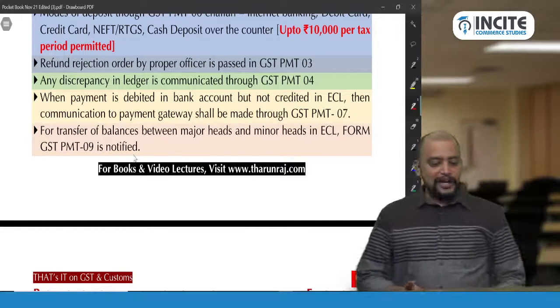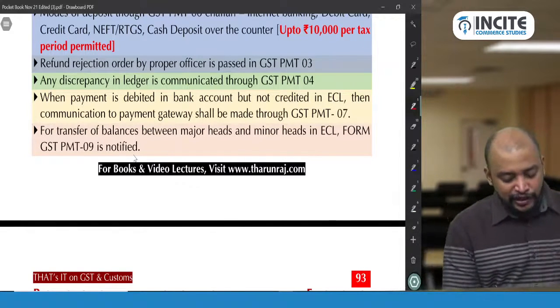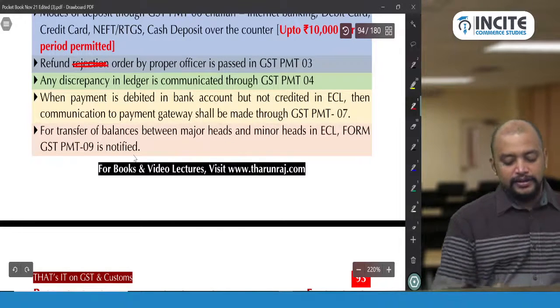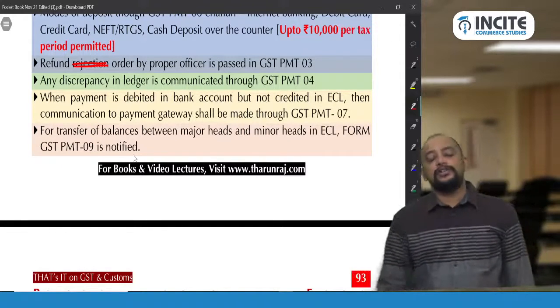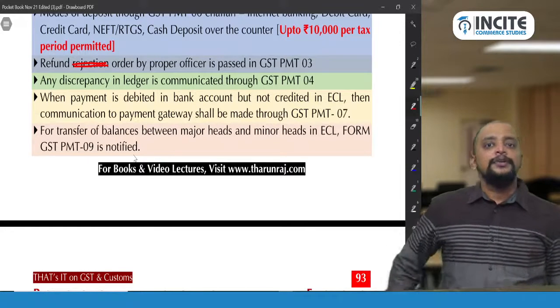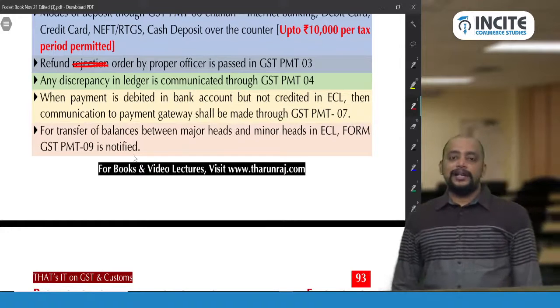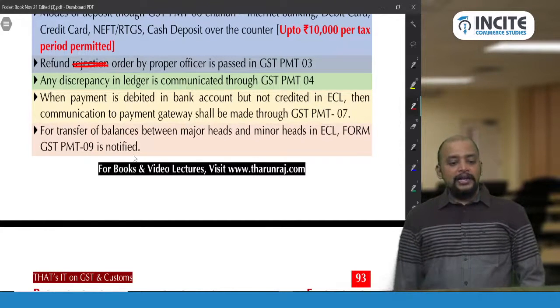Then, actually PMT 3 is called a refund order here, not a rejection order. It is a refund order only, it is not called a refund rejection order, because they will be sanctioning the refund to the credit ledger. So that is this, okay.